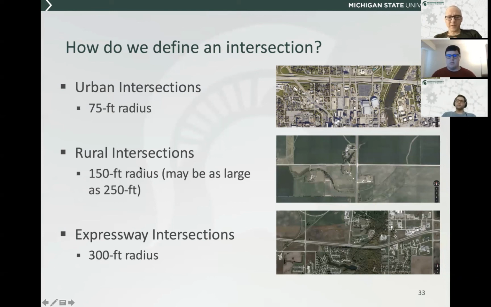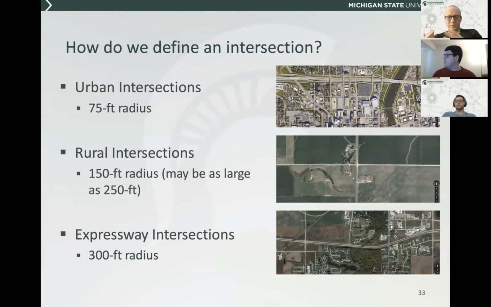And so if we look at these, these are the radii that we would use from the work we did at Iowa State. In urban areas, we'd make that as little as 75 feet, because again, to Travis's point, they tended to be lower speed and also more densely spaced.